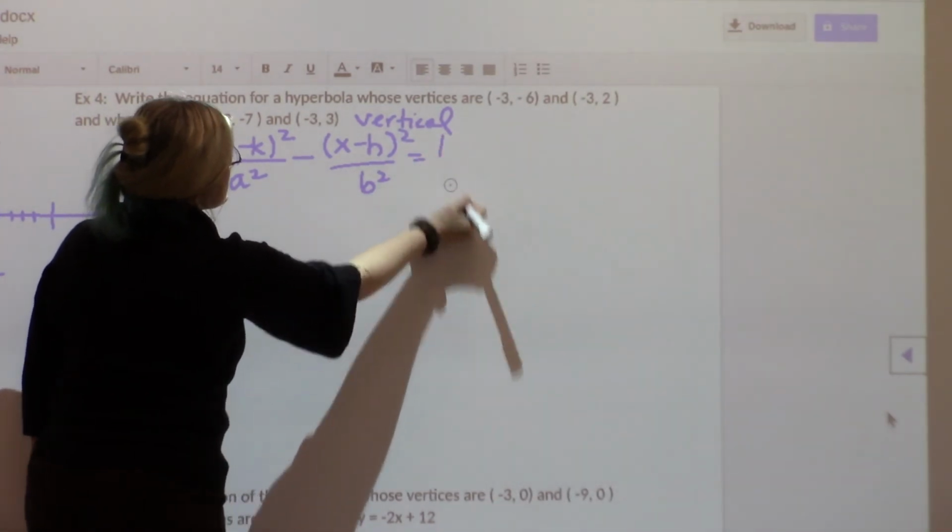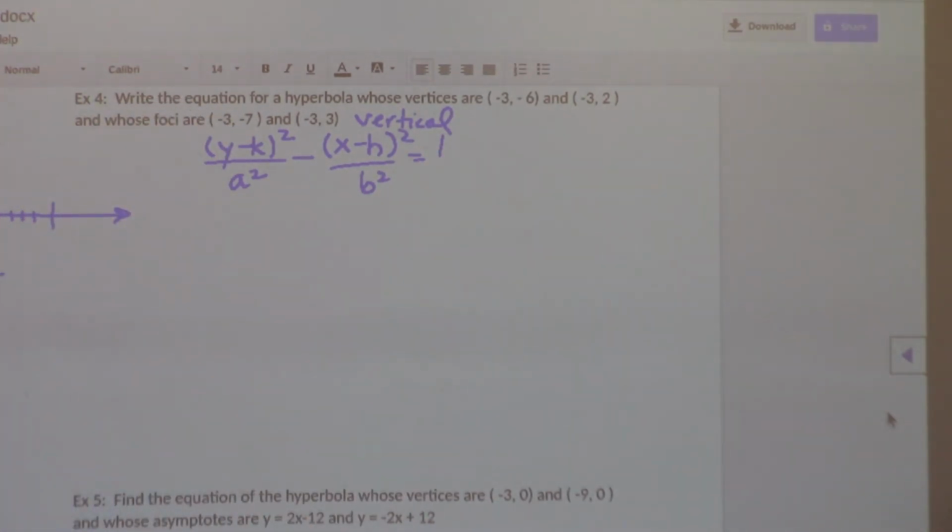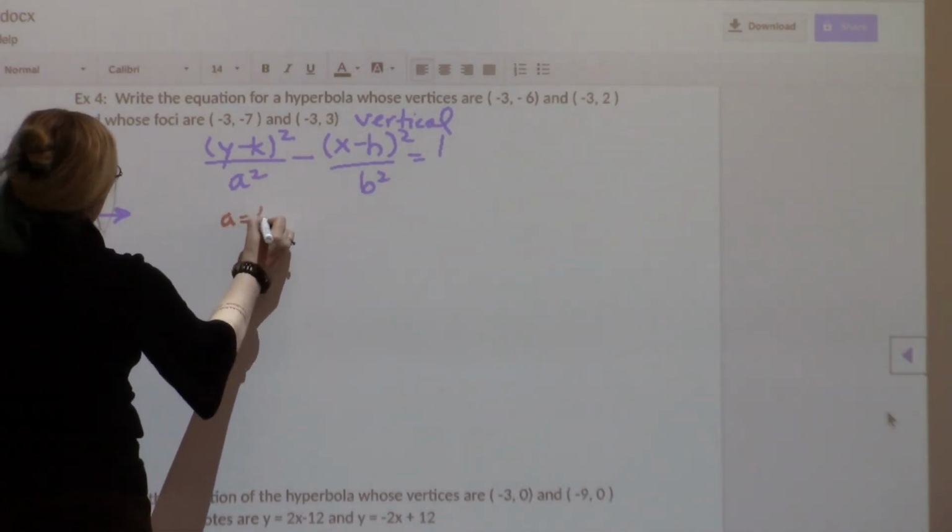Equals 1. Okay, so this is going to give me 3 of those 4 things. Because if I connect these up from here to here, what is that distance from vertex to vertex? 8. Okay, it's 8. And it's also what? 2a. So this is 8, and that is equal to 2a. So a is what? 4. So a is 4.